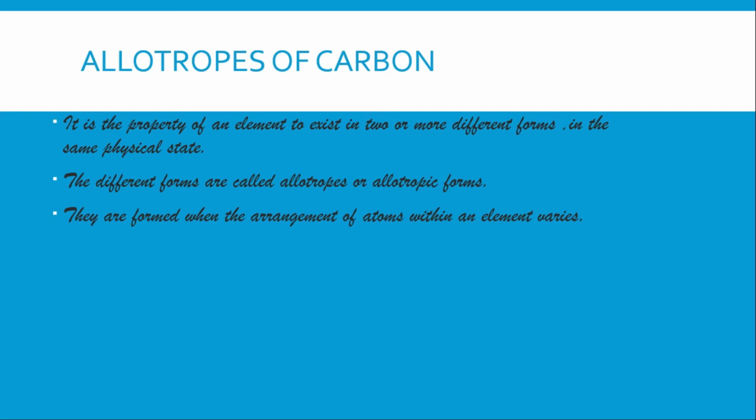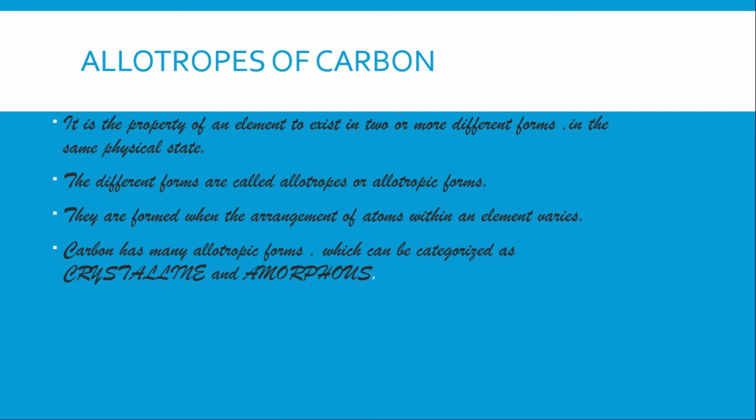Carbon has different allotropic forms, which we will be seeing here. So why does allotropy happen? This happens because of the arrangement of atoms within an element. It varies. The element has different arrangement of atoms within it, and so the allotropy happens. And allotropy happens in the elements only, not in the compounds.